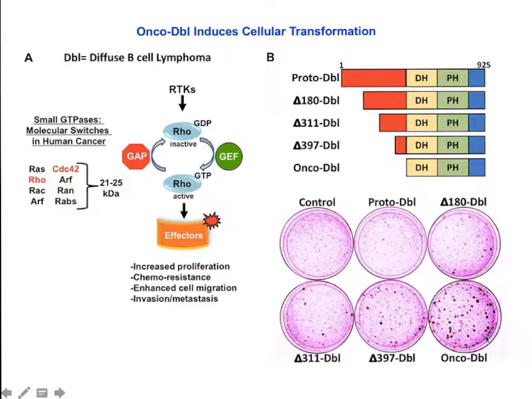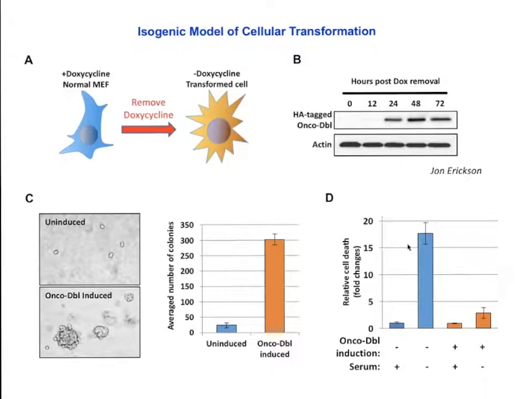So we took advantage of the fact that OncoDbl, being such a strong transforming protein when expressed in cells, is what we decided to use as a model system. And so what a senior researcher and associate in the laboratory, John Erickson, did is he made an isogenic model of cellular transformation where he introduced a plasmid that is controlled by the presence of doxycycline into MEFs.